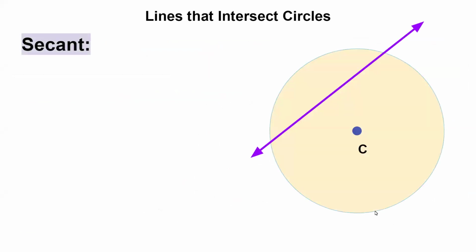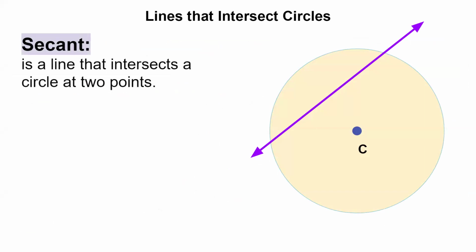Remember that a secant is a line that intersects my circle not at one point, but at 2 points. We're going to see those 2 points, but it's also going to intersect another secant on the outside. If they were to intersect inside, we would call them chords. If they were to intersect outside, we would call them secants.